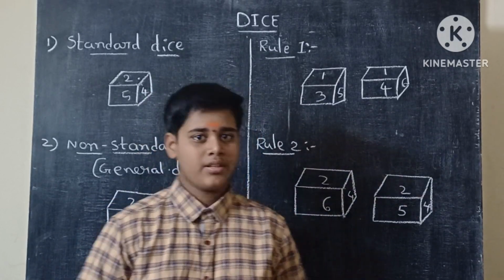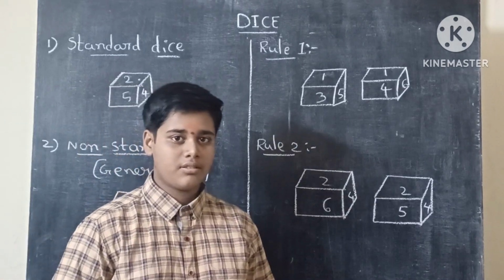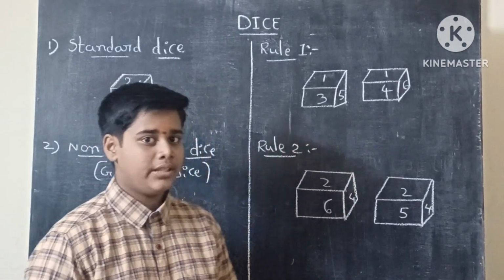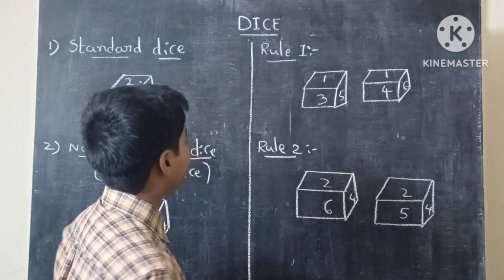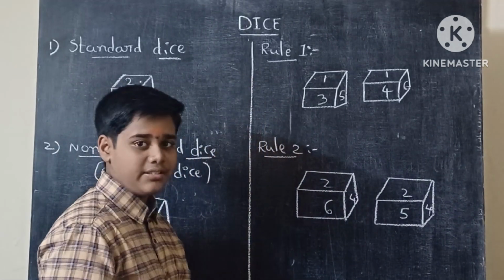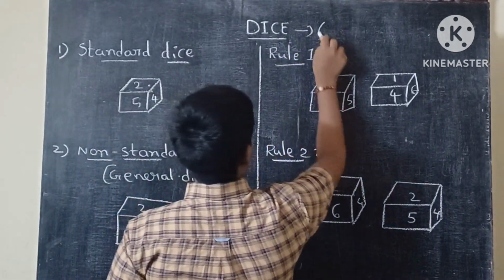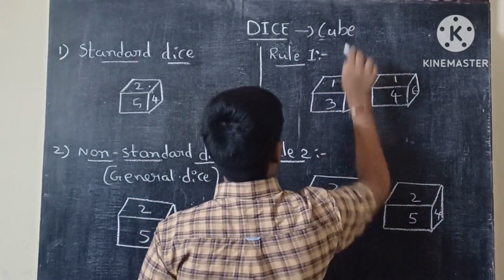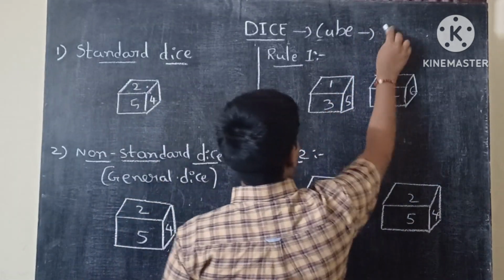I am Bala. Today I will explain a new topic from reasoning: dice. In competitive exams they will ask 2 or 3 questions from dice. So what is the meaning of dice? Dice is nothing but a cube, and it has 6 faces.